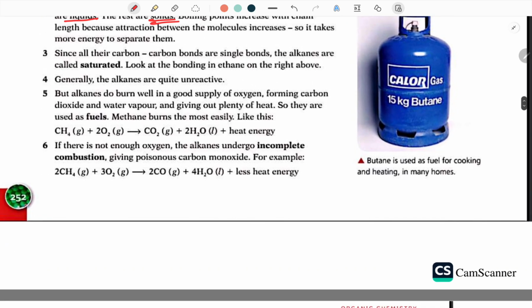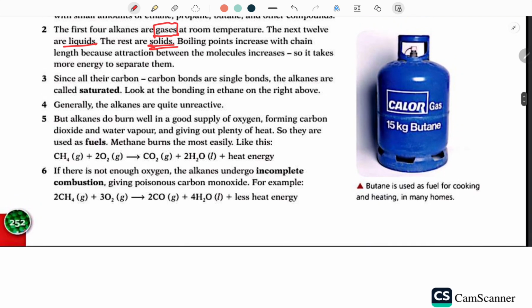Third point, very important, which I want you to understand. Since all their carbon-to-carbon bonds are single bonds, the alkanes are called saturated. Now, why are alkanes called saturated? Look at this. Let's say you have butane. So butane is going to look like this. Hydrogen, hydrogen, hydrogen, hydrogen, hydrogen, hydrogen, hydrogen here, hydrogen here. You also have hydrogen, right?